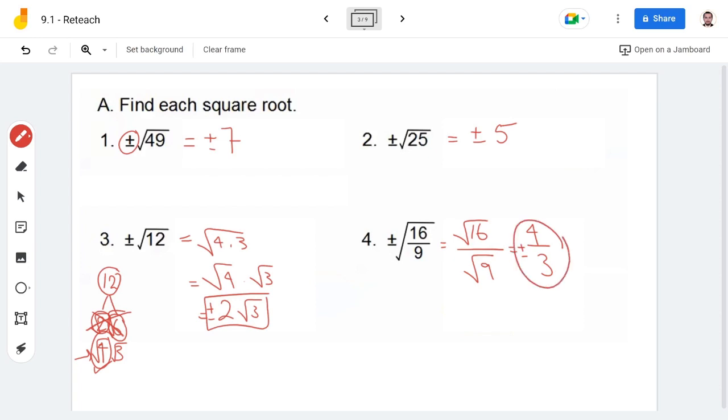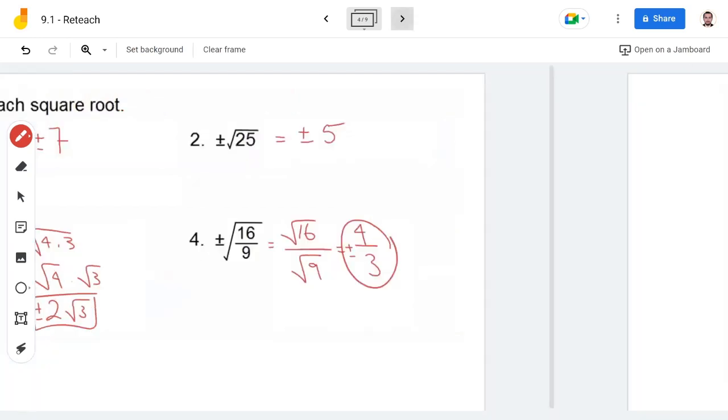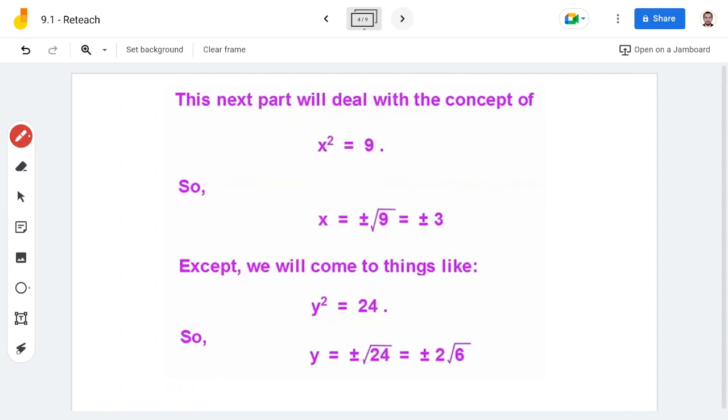This is the final answer. So this is how we can find the square root. Now, this lesson is so easy because let me give you an example. If I have 2x plus 5 equals 6x, how can I solve this equation?